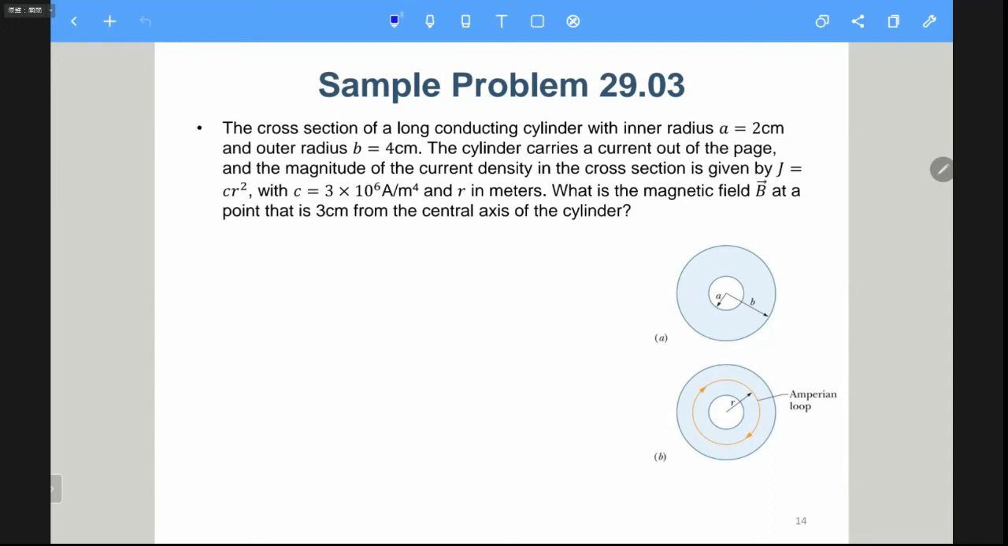The sample problem says the cross-section of the long conducting cylinder with inner radius a equals 2 centimeters and outer radius b equals 4 centimeters. The cylinder carries current out of the page, and the magnitude of the current density in the cross-section is given by J equals c r squared, with c equals 3 times 10 to the 6 A per meter to the 4th power, and r in meters. What is the magnetic field B at a point that is 3 centimeters from the central axis of the cylinder?